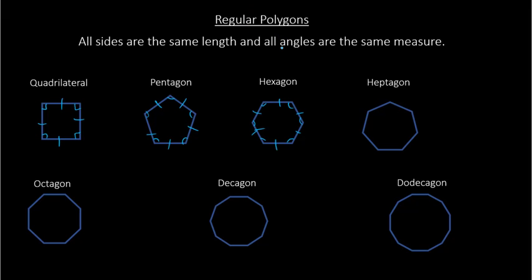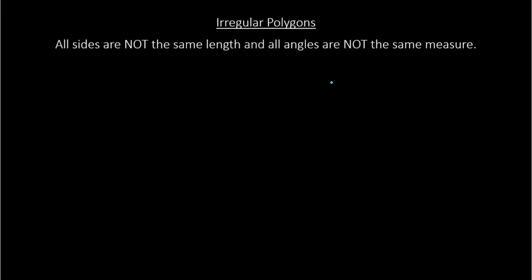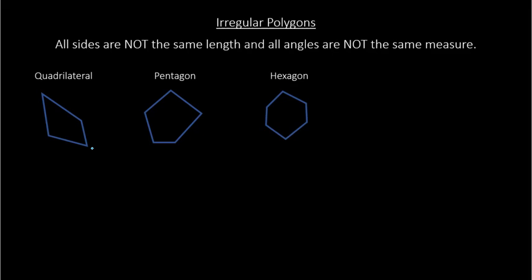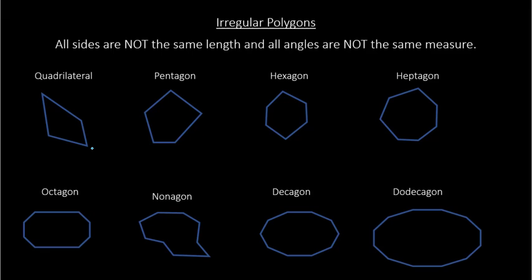And by contrast, if it does not have all the sides the same length or all the angles the same measure, that would be called an irregular polygon. All right, so irregular polygon, all sides are not the same length and all angles are not the same measure. So here we have a quadrilateral. Notice each side is a different length. Here's a pentagon with different side lengths, hexagon with different side lengths, heptagon, octagon, nonagon, decagon, dodecagon. Notice each side length is a little bit different. All right, so these would be irregular.